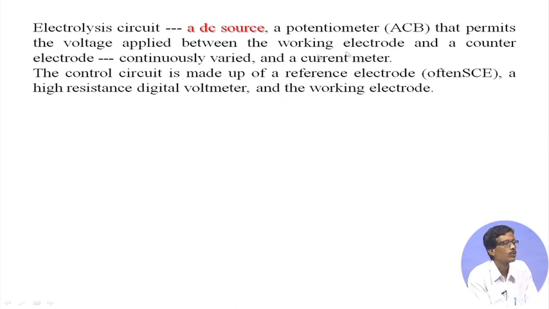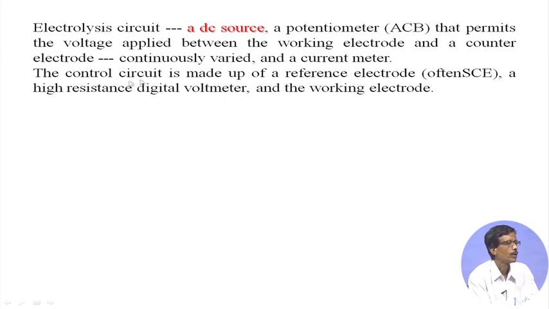Then what I was talking about, the zigzag line for your potentiometer with the heads at A, C, B. This permits the voltage applied between the working electrode and the counter electrode. The potentiometer will control the voltage between the working electrode and the counter electrode, remember it. That means the magnitude of current passing between the working electrode and the counter electrode is monitored by this potentiometer and is continuously varied, and a current meter is showing the magnitude of current.